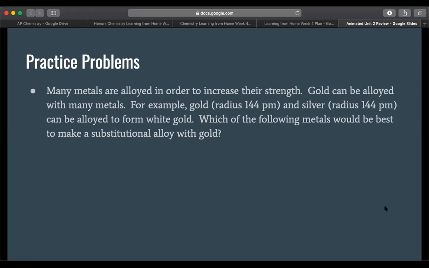Now, this is a question I actually think is kind of interesting, that they could, in theory, tie into periodic trends, because talking about size could be a periodic trend. It says gold can be alloyed with many metals. So gold with a radius of 144 and silver with a radius of 144 can be alloyed to form white gold. Which of the following metals would be best to make a substitutional alloy with gold? Substitutional implies that they should be about the same size.